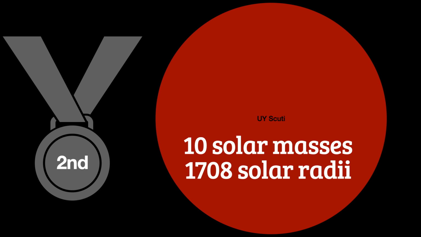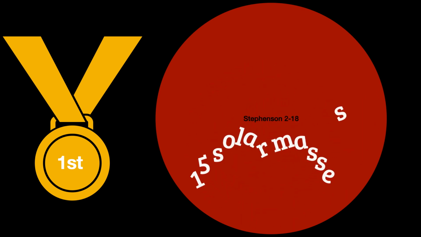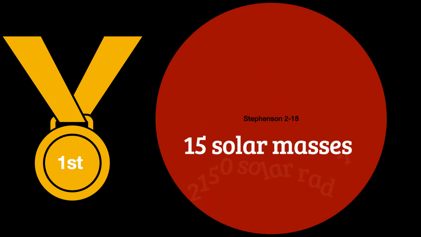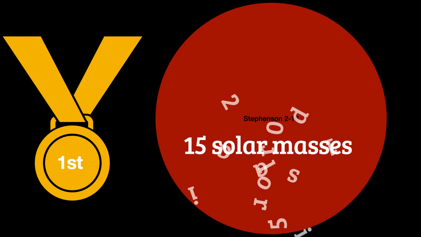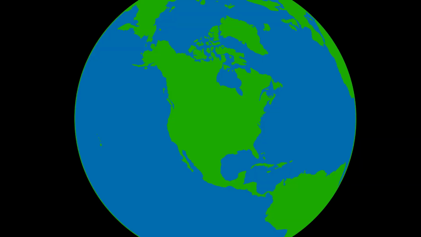Now, to get to the biggest star that we know, we are going to have to go much bigger than this. Okay, so the biggest star that we know of currently is called Stephenson 2-18. It is at 15 solar masses, but it is about 2,150 solar radii.